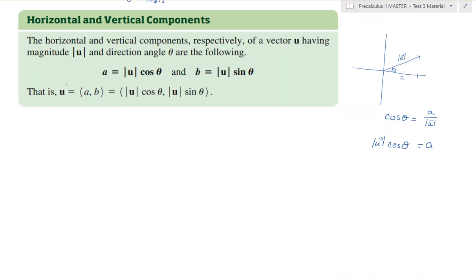Therefore, our vector u is the angle bracket a, b. It can also be found by taking the magnitude of u times the cosine of theta and the magnitude of u times the sine of theta.